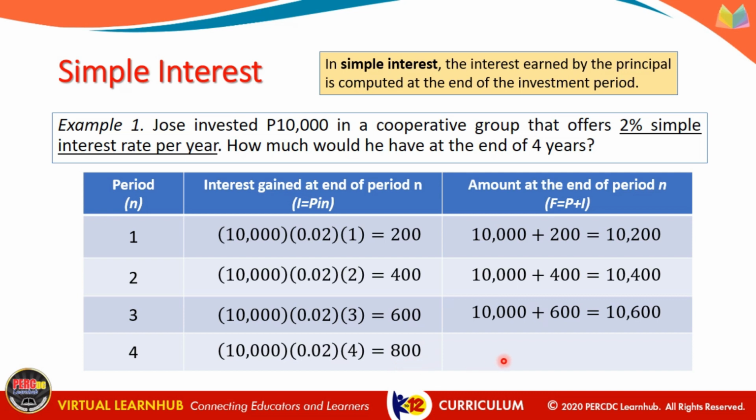The future amount at the end of 4 years would be 10,000 plus 800 or 10,800 pesos. So for the question, how much would he have at the end of 4 years? Our answer is 10,800. Okay?